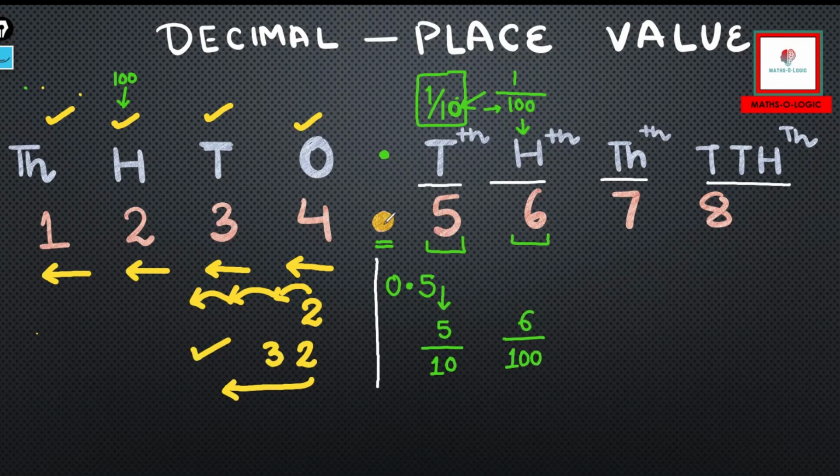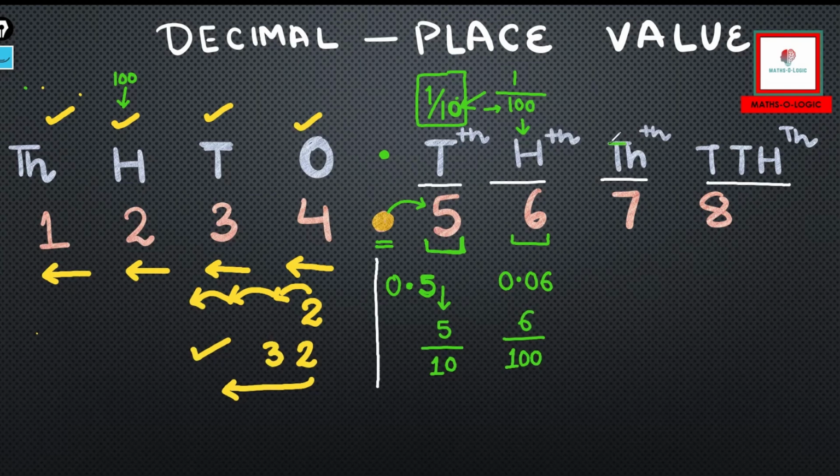If you see this, in this part where the 5 was written, it is just adjacent to the decimal. So I just put a decimal and wrote 5 here. But what about the 6? This is at the second place after the decimal. So I can write it like this also, right?